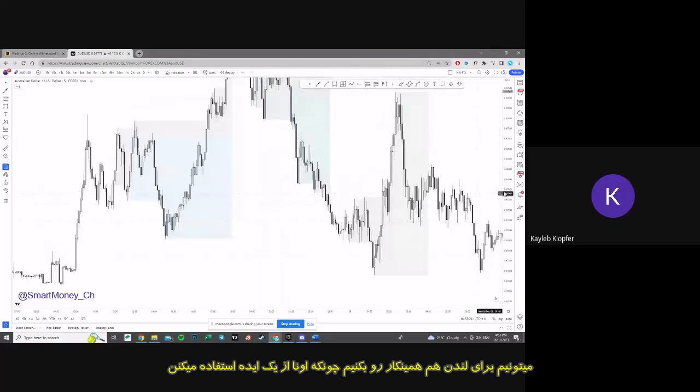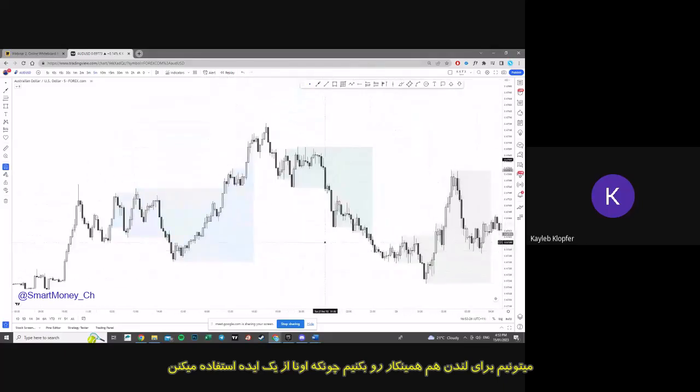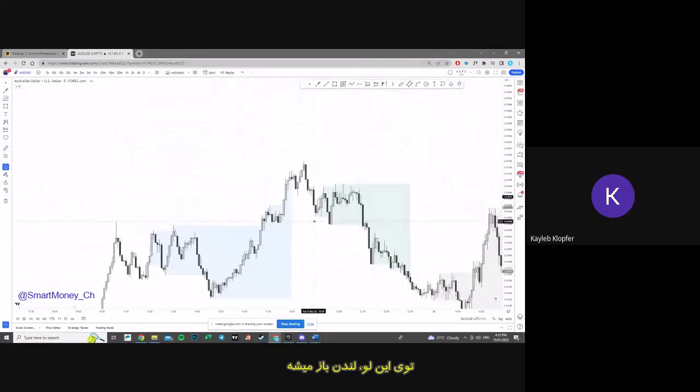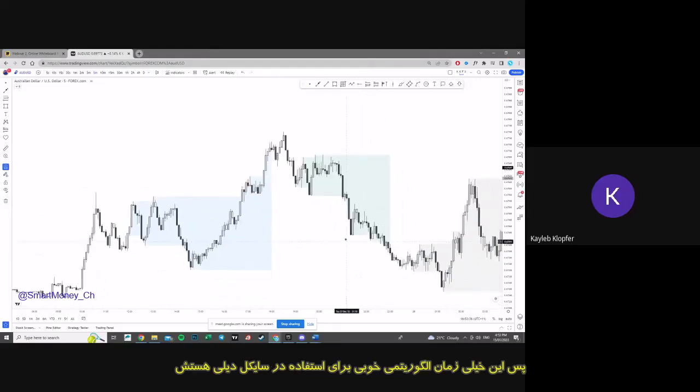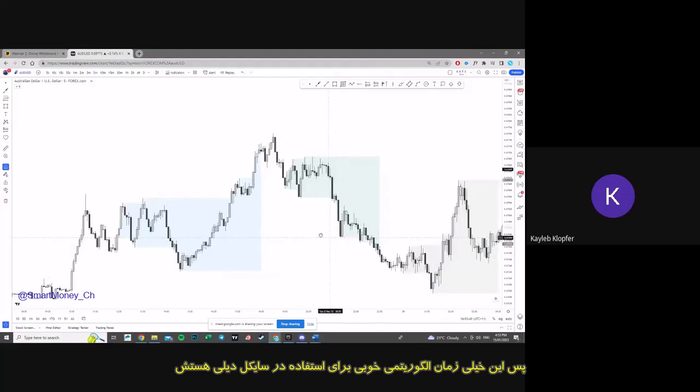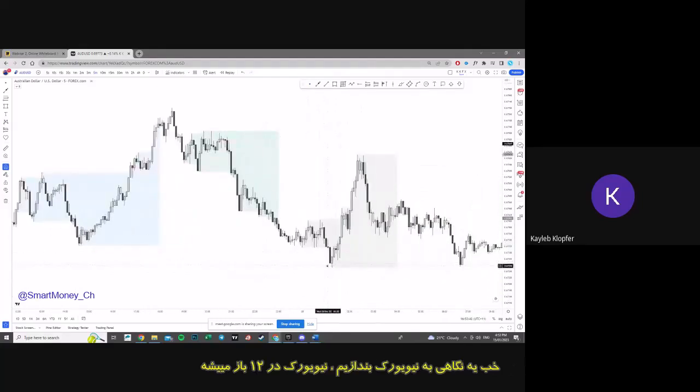And we can do it for London as well, because they share the kind of same idea. Here, London opens low. 1.5 hours later, up here, we have that final mitigation, and we drop off. So it's a very good algorithmic time we can use within our daily cycle. Let's have a look at New York, okay?